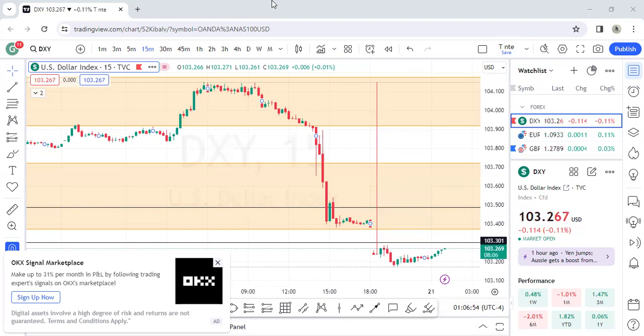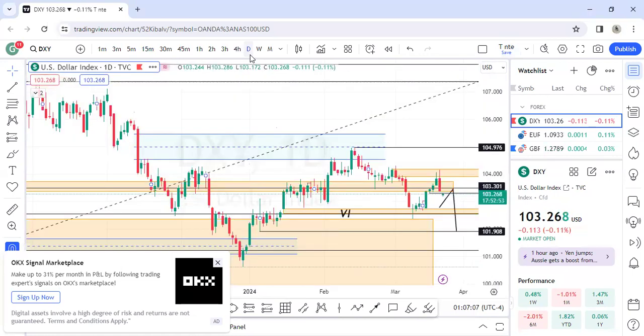So as usual, we usually start from the daily time frame, right? So start from the daily. Okay. From the daily charts, that's where we always begin. All right, so this is the daily chart.